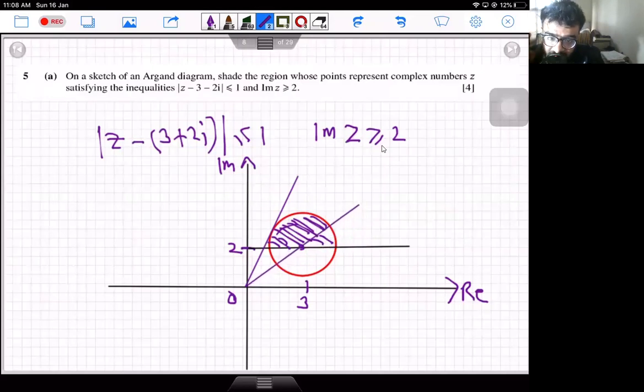So if we make a line like this, all of these lines are actually satisfying this shaded region. So the greatest angle would be on this line. So we need to find the greatest value of argument of z. We need to find this angle.